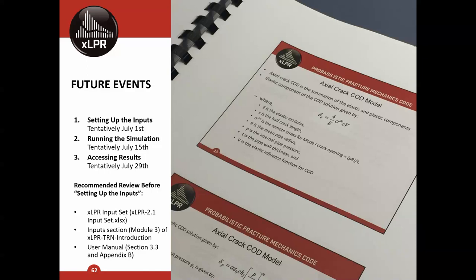There's also module 3 of the xlpr trn introduction. That's another one of the training manuals that will be included with xlpr version 2.1. That's a hands-on training session, a 2.5 day training with a video you can watch. Section 3 or module three is focused on the inputs. And then also we recommend that you look at the user manual. There's probably a variety of things there you might want to look at, but section 3.3 covers the input specifically, as well as Appendix B. So that's some reading you may want to do after you get the code and before the first webinar we have for the users.